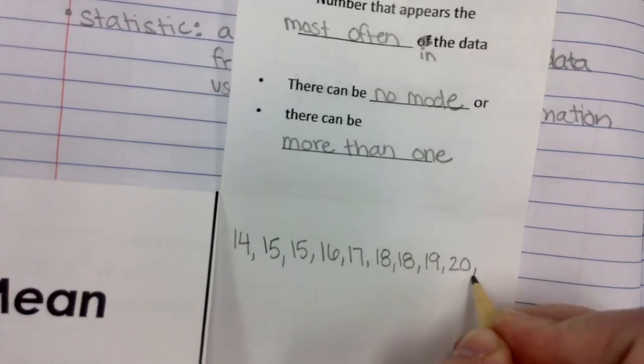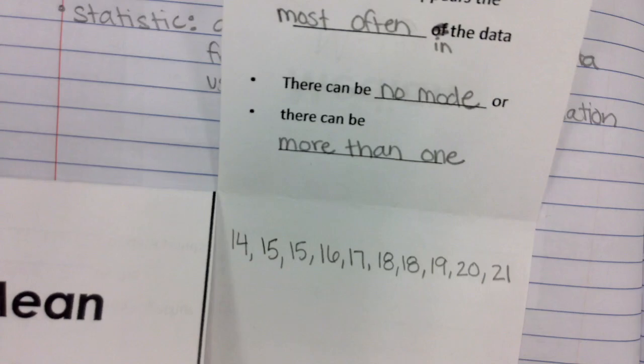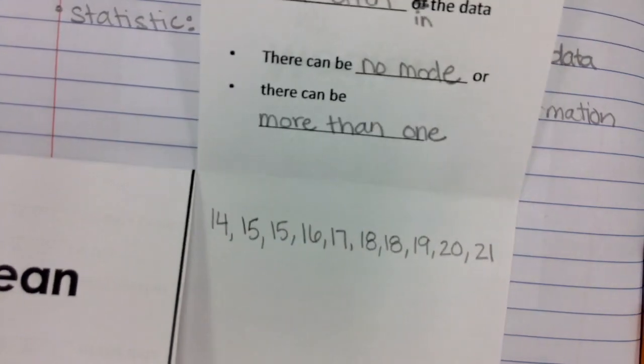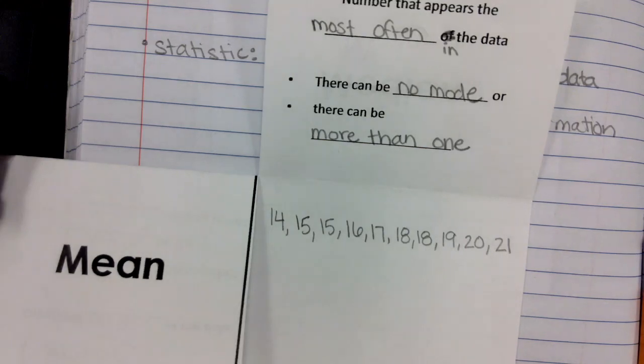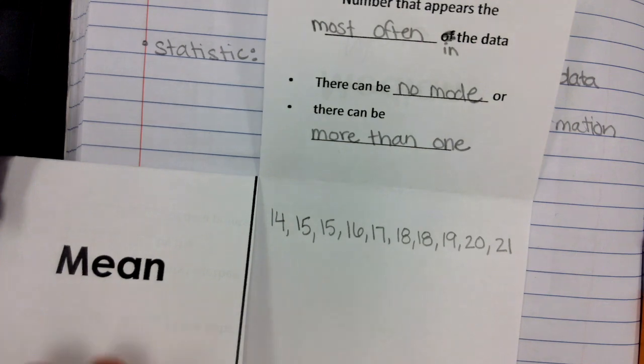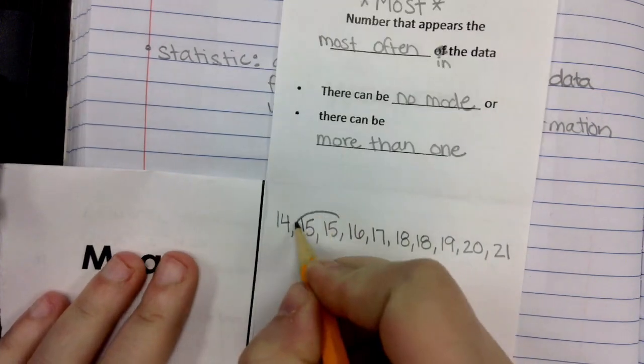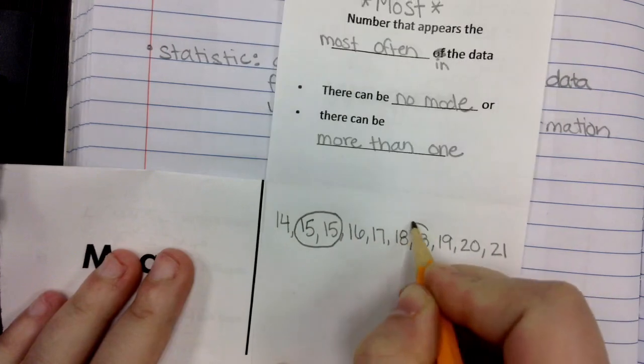15 and 18. Between 15 and 18, they both happen 2 times. So how many modes does this data have? 2. So our mode is 15 and 18. And again, what's our label? Minutes.